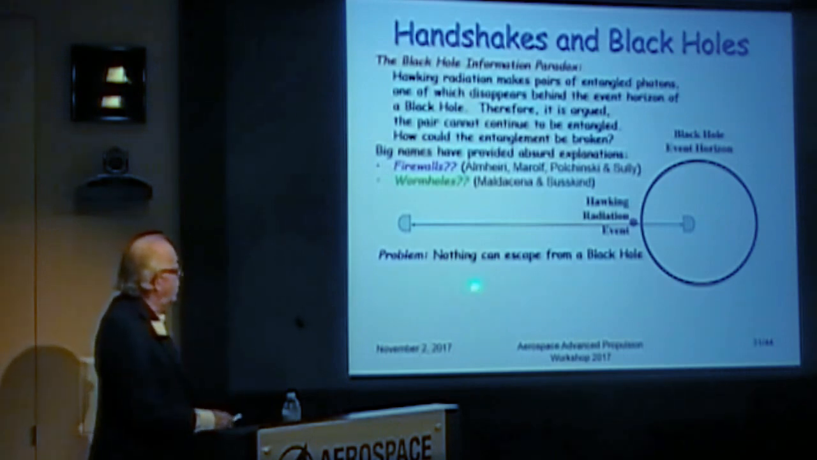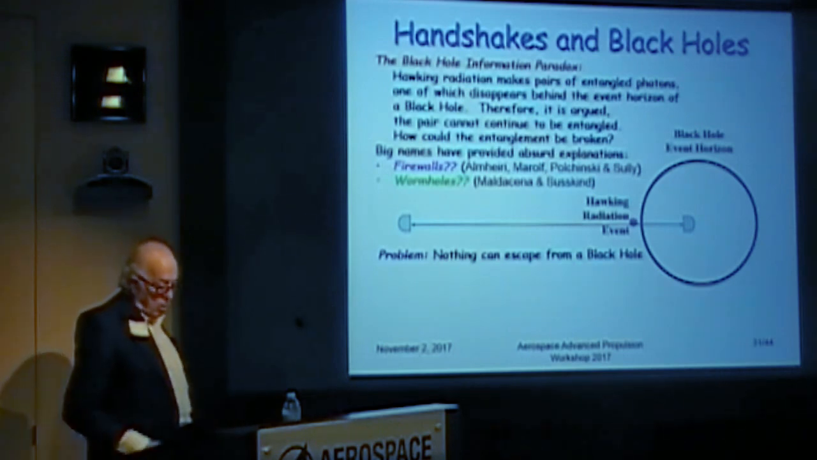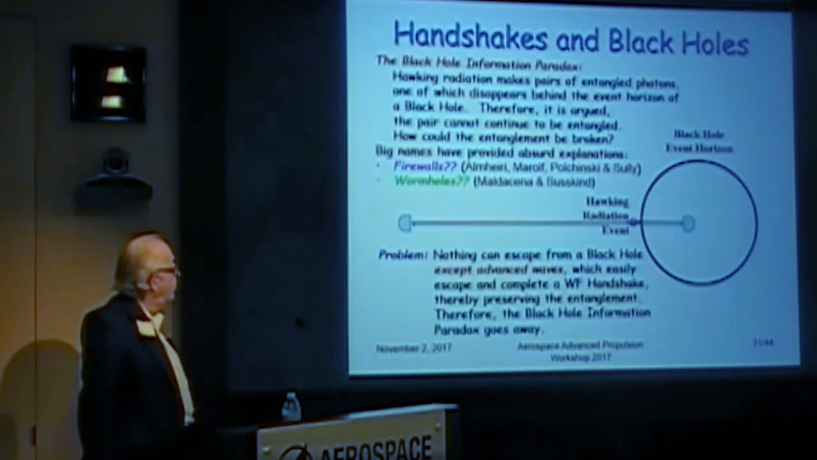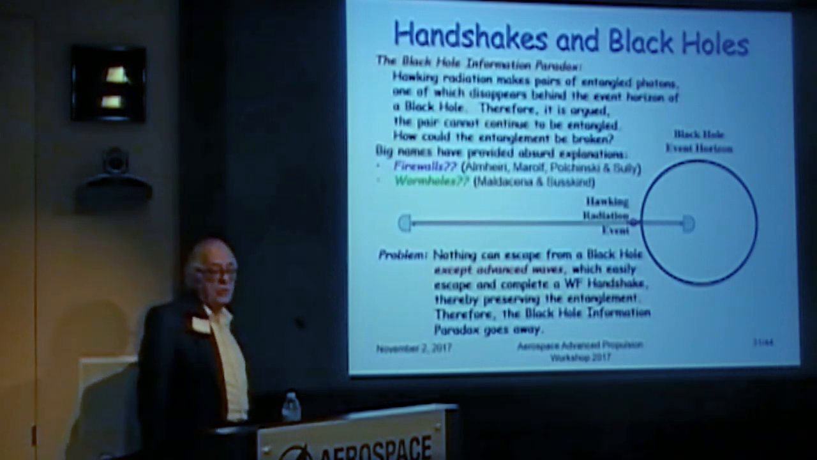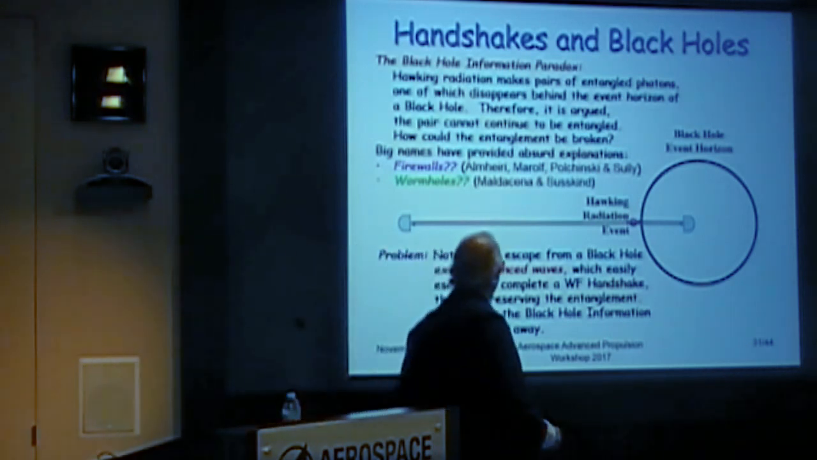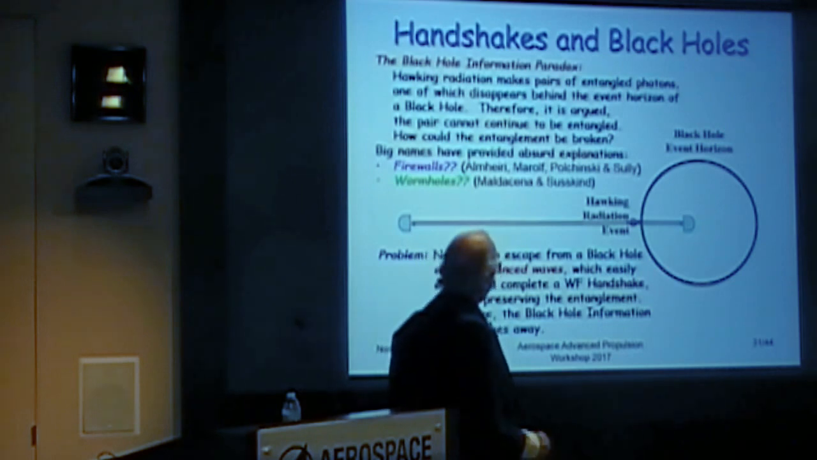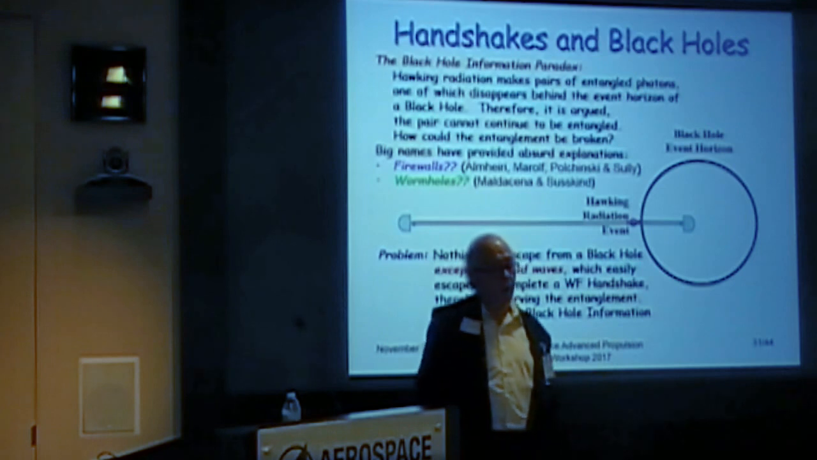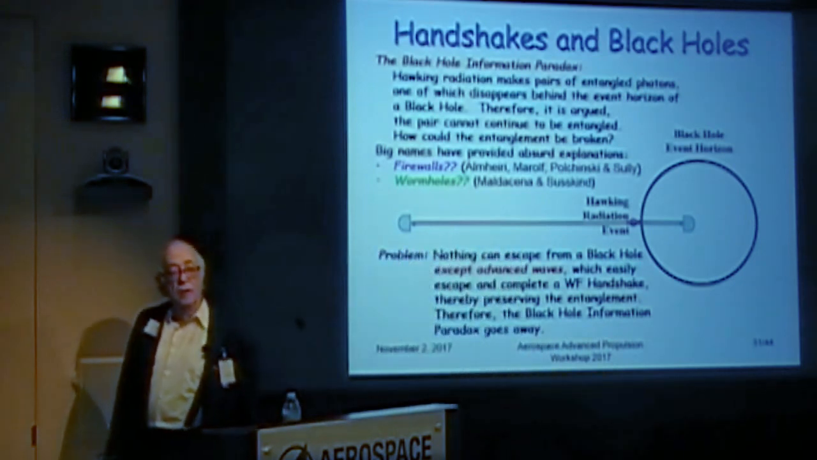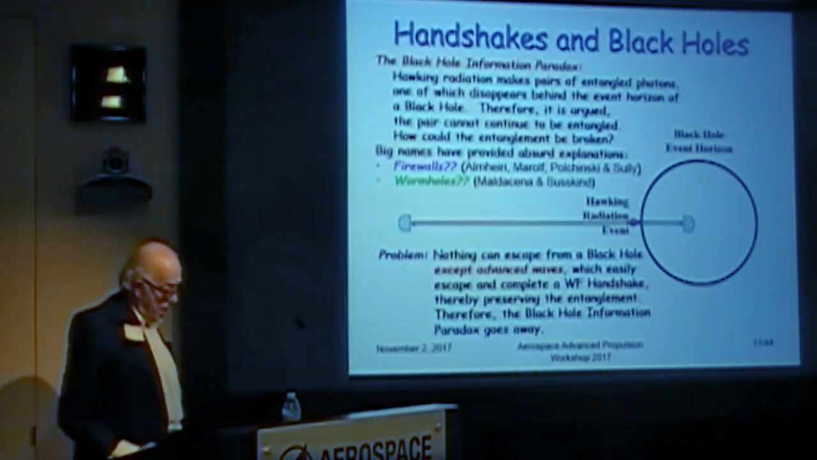The problem is that nothing can escape from a black hole, with one exception, and that is that advanced waves have no problems getting out of a black hole because they just retrace the path of the object that went in. And so if you apply the transactional interpretation to this problem, it goes away, basically, because the photon that goes through the event horizon and ends up inside can produce an advanced wave that comes right back out through the same path, shakes hands, and the entanglement's preserved. And so the black hole information problem goes away.